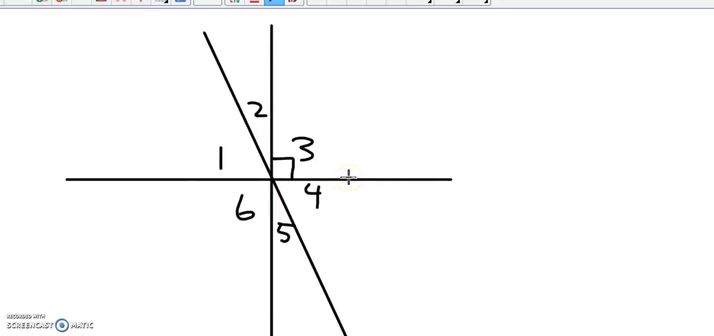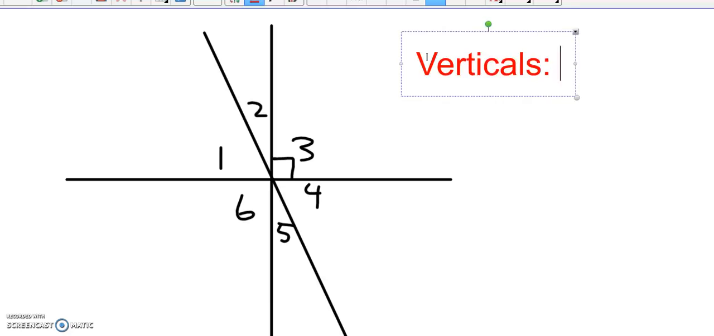All right, in this diagram, we got lots of stuff going on, so let's talk about the different pairs. I see some verticals. All right, let's talk about them. One vertical pair that I see would be 2 and 5. They're on opposite sides of the X where two lines are crossing. Another example would be 1 and 4.